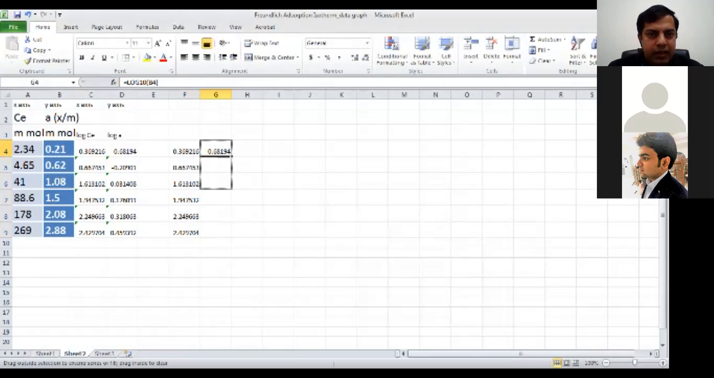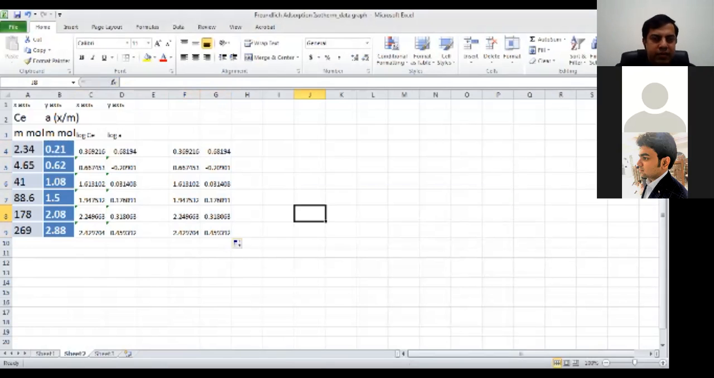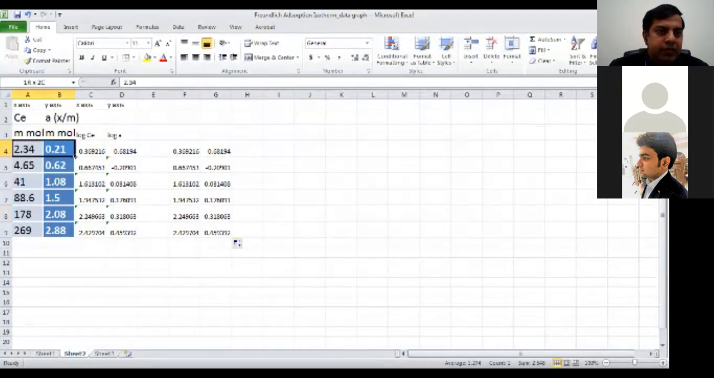Some of the values are negative and some are positive, but don't worry about this one, we will discuss it here. So the first graph may be this and this without log, and without log it will give you the curve which is called the adsorption isotherm. We have discussed it in detail in the classes.